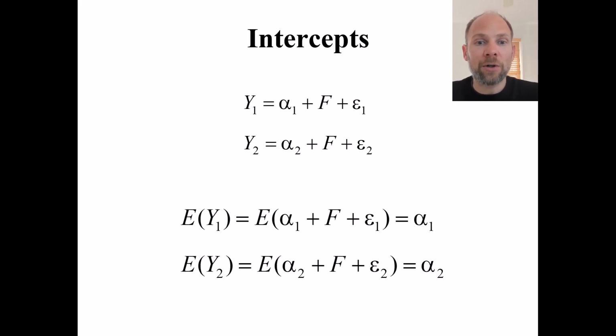And so that shows you that the identification of the intercepts is straightforward, because they're simply equal in this model to the observed variable means. So that's pretty trivial in a way. So those intercepts are not terribly interesting because they simply reflect the observed variable means.